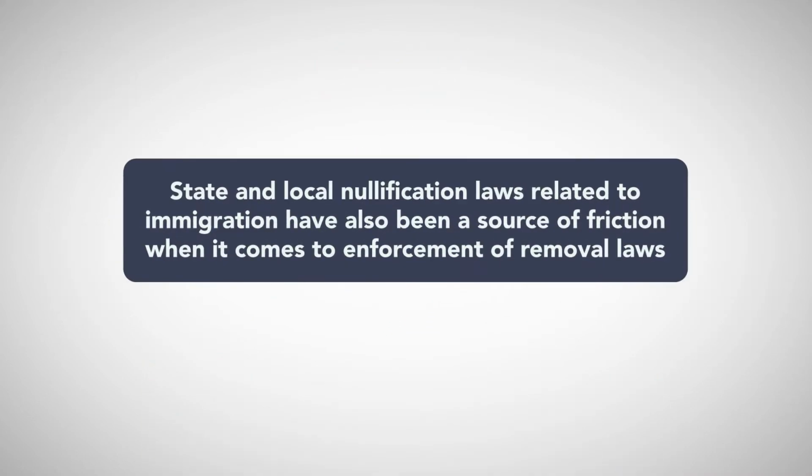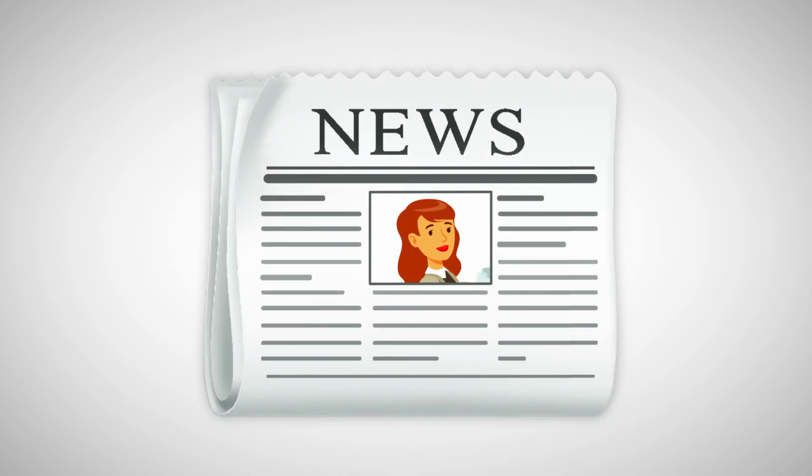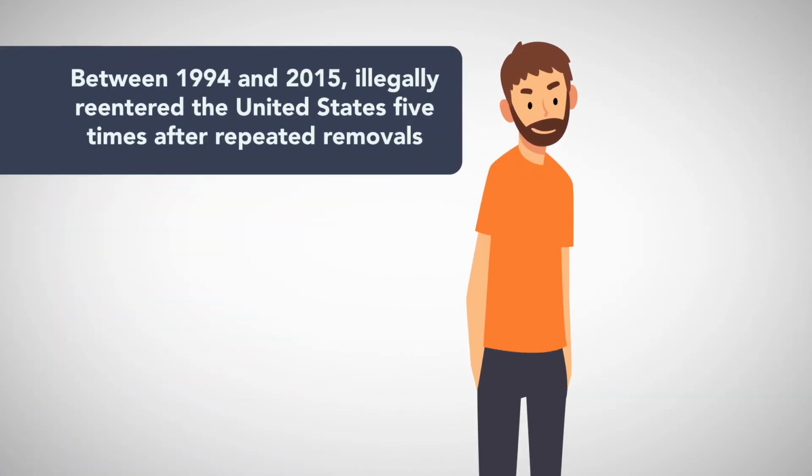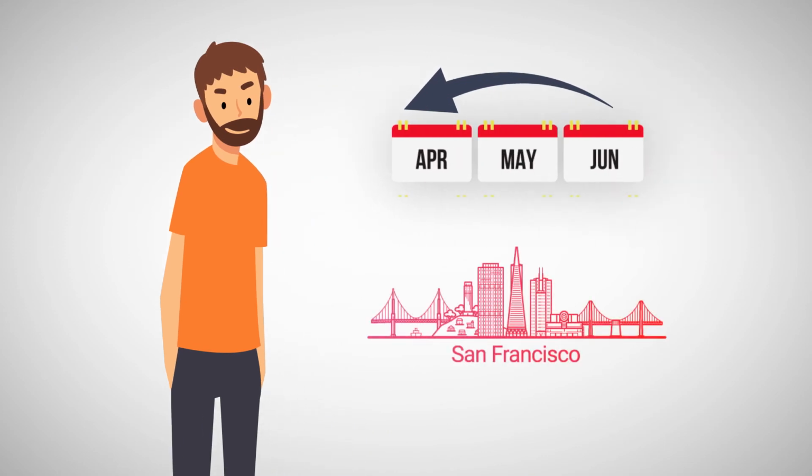State and local nullification laws related to immigration have also been a source of friction when it comes to enforcement of removal laws. Perhaps the most notorious case of this friction was the 2015 shooting of Kate Steinle at the hands of a Mexican national, Garcia Zarate, who, between 1994 and 2015, illegally re-entered the United States 5 times after repeated removals. 3 months prior to the shooting, under its sanctuary law, the city of San Francisco had refused an ICE detainer request on Zarate.